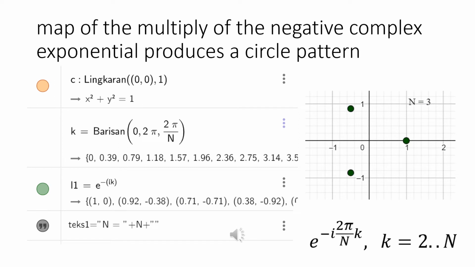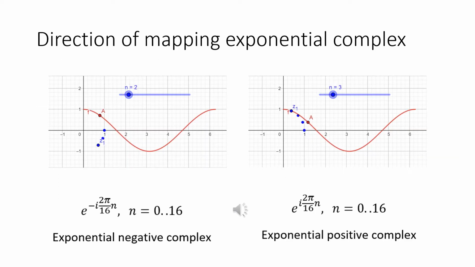The following slide shows the location of the points on the complex exponential. The result is a polar form. The more points there are in the exponential, the more closely they form a circle. The dots on the negative complex exponential with a range of 0 to 2 pi produce a clockwise rotation direction in the polar form, while the positive complex exponential produces a counterclockwise rotation direction.